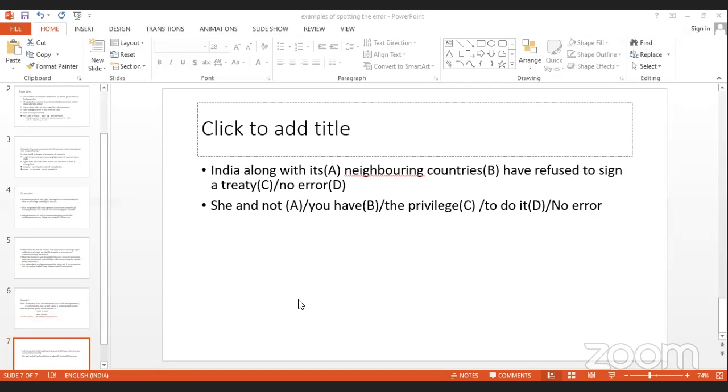Synonyms, antonyms, idioms, phrases are done. Okay, cool. All right, good. I hope it's clear. Yes, ma'am, clear. Tomorrow, antonyms and synonyms and spot the error from GAT paper.